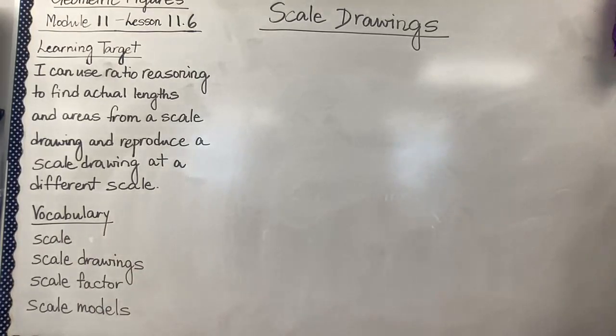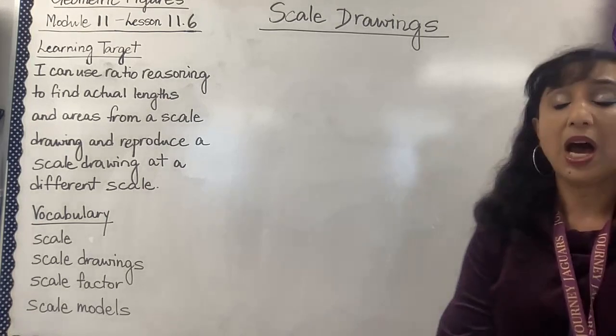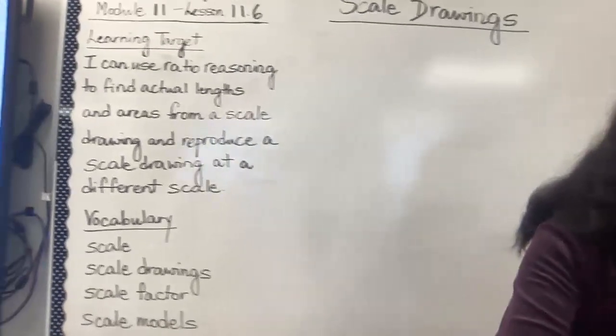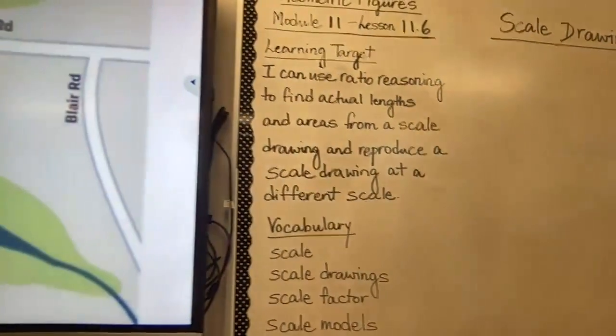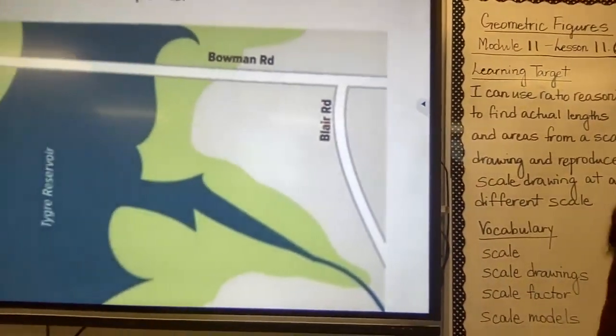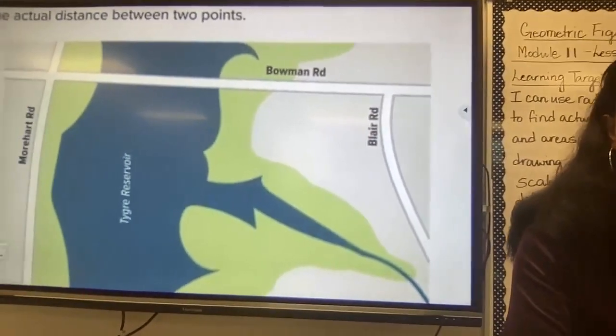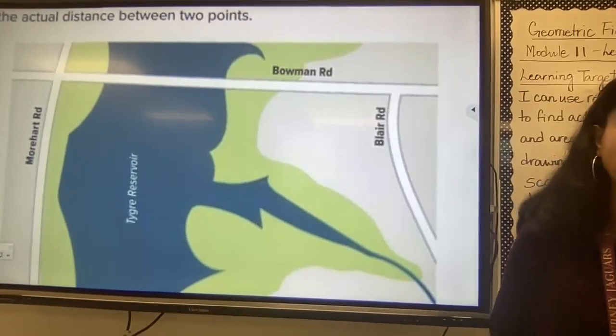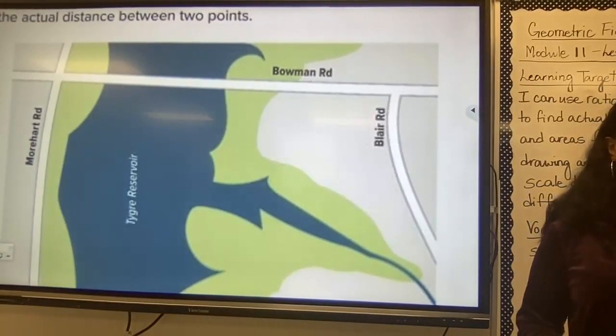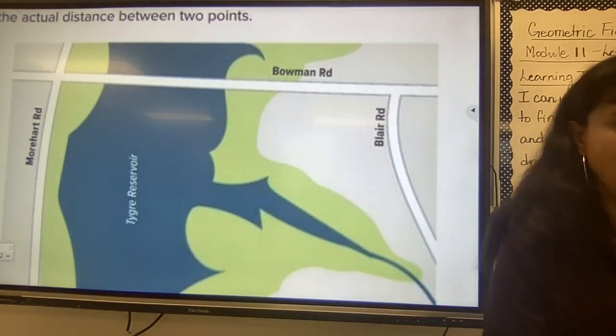Okay, so the scale is what gives the ratio that compares the measurements of the drawing or model to the measurements of the real object. And the measurements on a drawing or model are proportional to the measurements on the object. And you can use a scale drawing to find the actual length of an object or the actual distance between 2 points. So here's just an example.